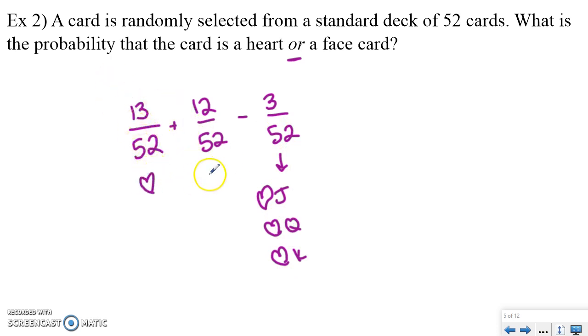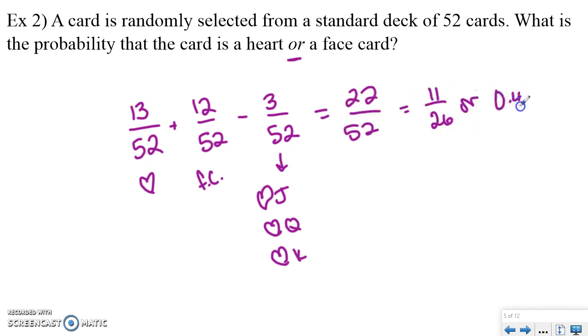So these are our hearts, these are our face cards. So we need to subtract that out, otherwise we're counting it twice. Okay, so we're going to combine those together. 13 plus 12 is 25. 25 minus 3 is 22. And I can reduce that to 11 out of 26, or find the decimal, which is 0.423.